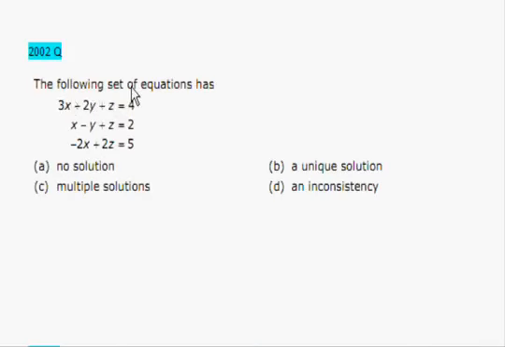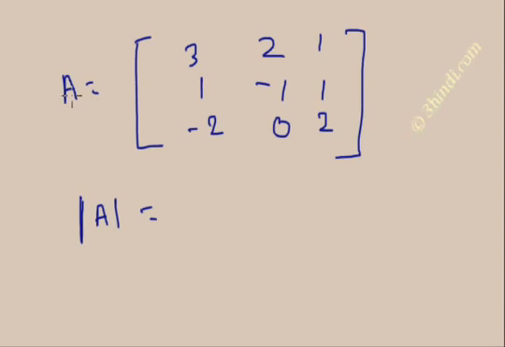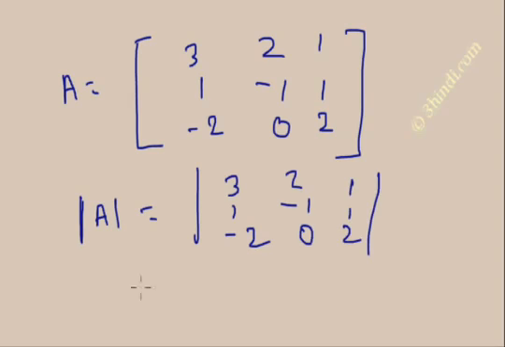The following set of equations: you are required to find out the consistency of this system. So make two matrices, A and K, and find out the rank. Here you see the coefficient matrix A is this, and the determinant value is equal to 3 1 minus 2, 2 minus 1 0, 1 1 2. Perform C1 plus C3.